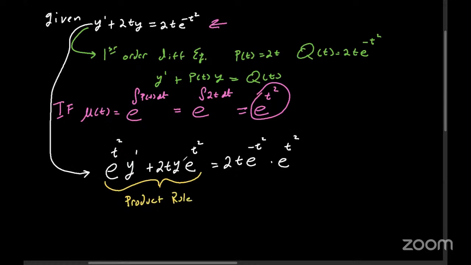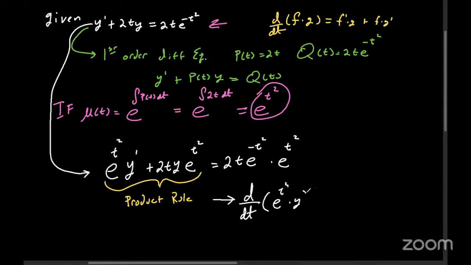That's the product rule. That's a function times another function equals f prime g plus f times g prime. So if that's the product rule, I can rewrite it as the derivative. So that means this is d dt of e to the t squared times y. And that condenses that quite a bit.